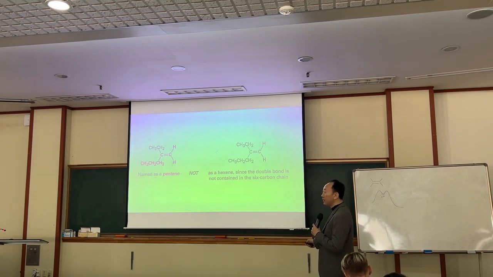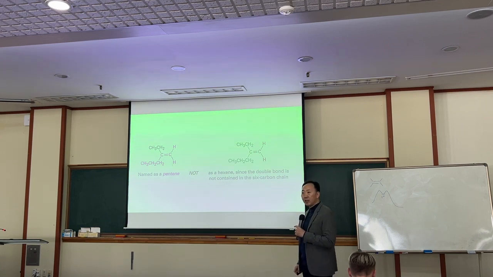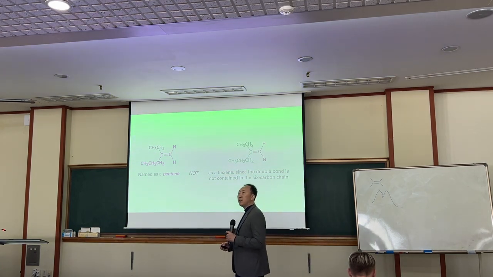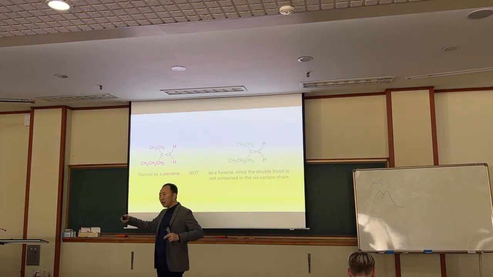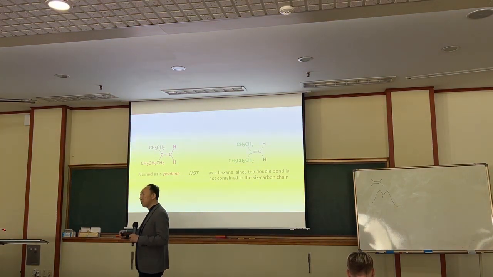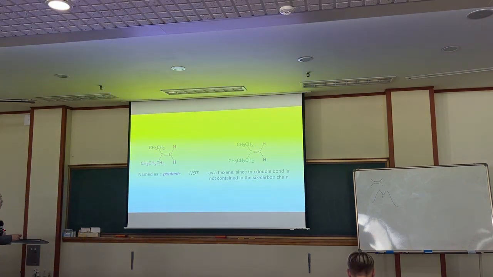If there's a double bond there, we count the longest carbon chain including the double bond. If it goes this way, we could call it alkane, but we don't count that as the main chain. If there's any double bond or triple bond, we include that double bond in the main chain. Okay? That's why we go this way. So, pentene. Okay? Ethyl pentene.